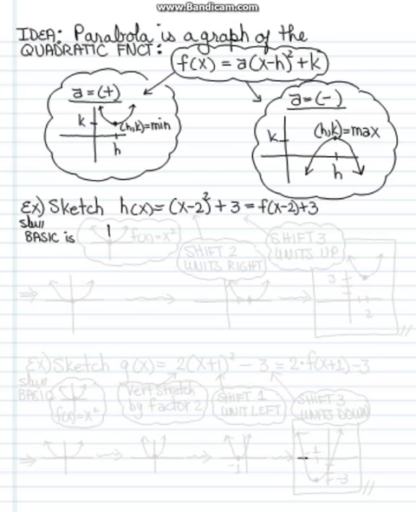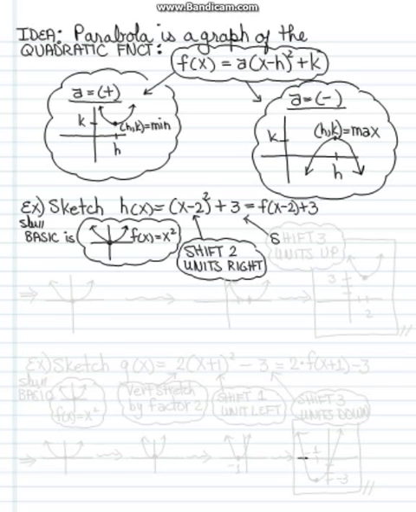Our basic function is f of x equals x squared, and that's the happy face parabola with the vertex at the origin. And then we make modifications. The minus 2 that's happening within the evaluation means we're going to shift 2 units to the right. When you subtract 2 from the x coordinate in the evaluation, you shift right 2 units. The 3 added at the end of the function means we're shifting 3 units up.